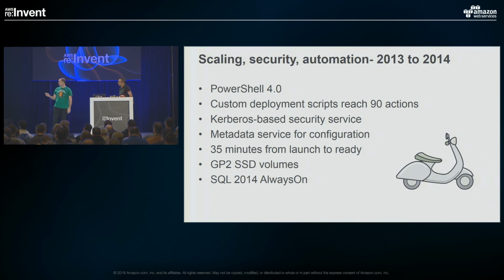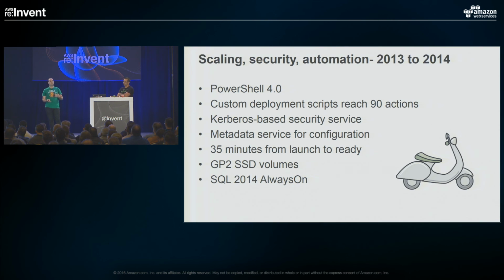We also did some efficiency and got our launch down to 35 minutes. A lot of that was actually due to GP2 SSD volumes, which I really thank AWS for. We're so much faster and cheaper than vanilla EBS. The other thing I want to talk about here is that DevOps isn't just about deployment and automation. It's also about choosing technology that helps you. And so that's why I have SQL 2014 on here.